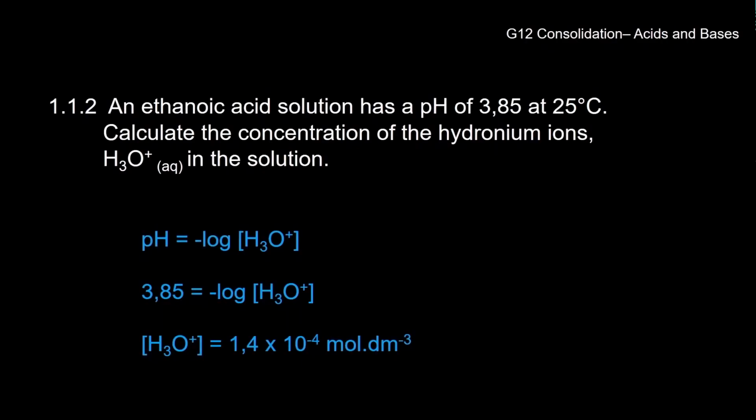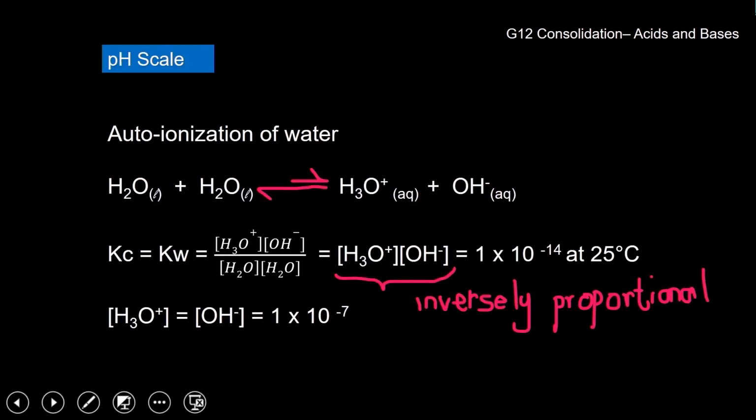The next question is, an ethanoic solution has a pH, right? This is the first time we're coming up with pH, and it is at a very specific temperature, 25 degrees Celsius. We'll come back to that. Then calculate the concentration of hydronium ions, which is this ion here, H3O plus, aqueous in the solution. Now, this gives me the opportunity of walking you through this pH scale. So let's have a look at this.